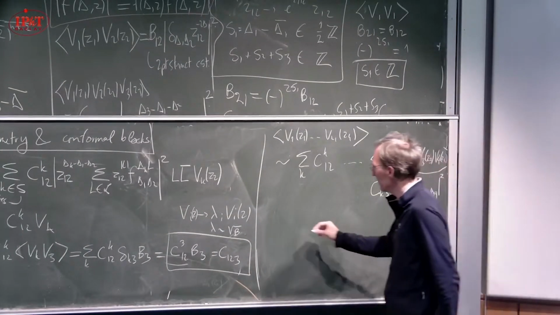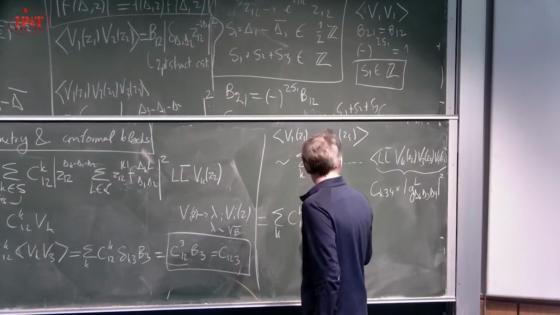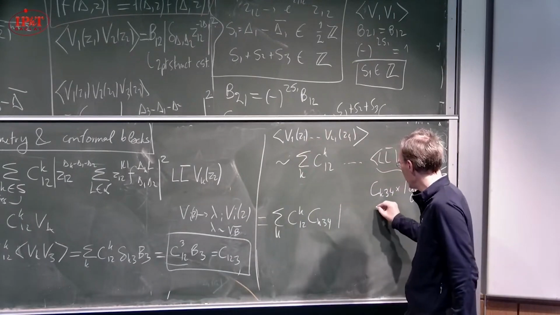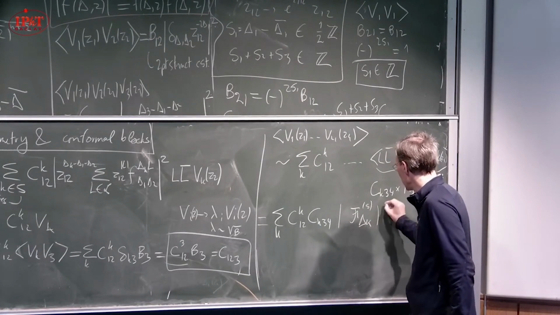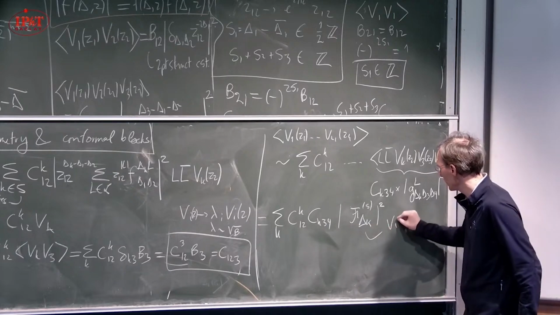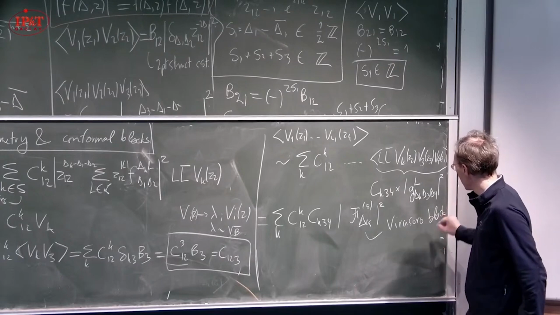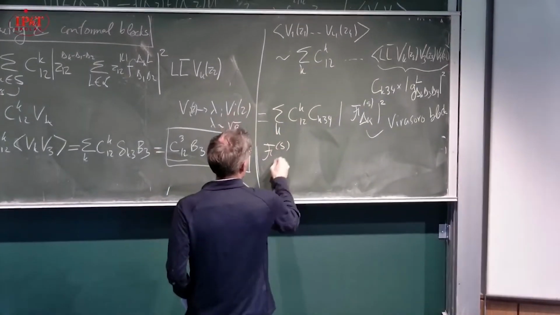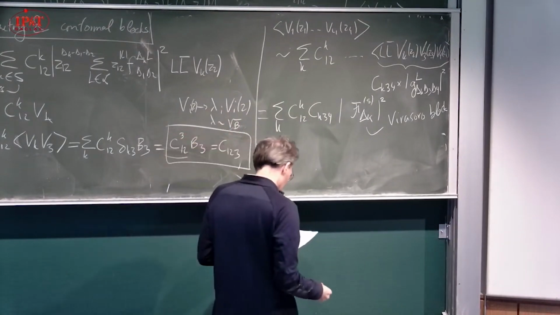So eventually, I'll end up with a sum of C_k12, C_k34, times some object which comes as a modulus squared. Let me call it F_{S,Δk}. And this F_{S,Δk} is what we will call a Virasoro block. To be explicit, let me write this: the S-channel Virasoro block. So this block is just the following.